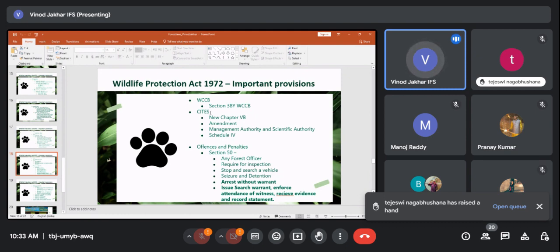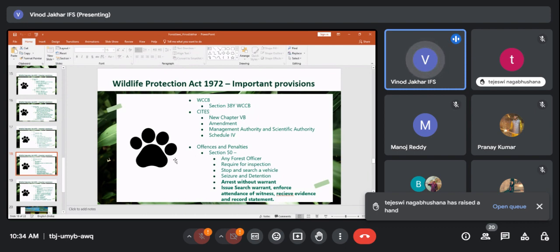Now they have rationalized it. Schedule 1 is for animals enjoying the highest degree of protection, Schedule 2 a lower degree of protection, Schedule 3 plants, and Schedule 4 CITES animals. All the animals included in the appendices of CITES are included in Schedule 4 and they enjoy protection. This again is a major amendment. This can also be asked in an interview: what were the major amendments in the recent Wildlife Protection Act? One is the rationalization of schedules and the second is the inclusion of CITES provisions.